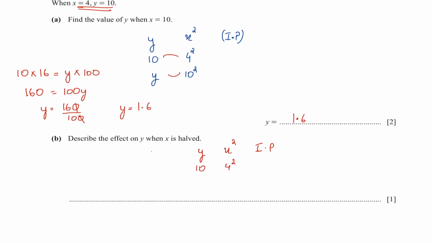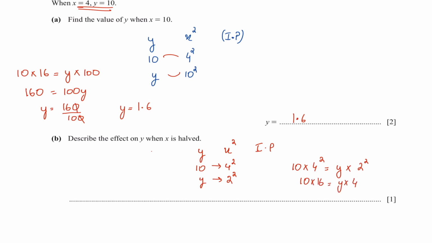Now taking the half of x means x is now going to be equal to 2, and then we're going to find out what's going to happen to y. So let's see, 10 times 4 square, remember we are multiplying head to head since they are inversely proportional, is equal to y times 2 squared. So 10 times 4 square means 10 times 16 is equal to y times 4.